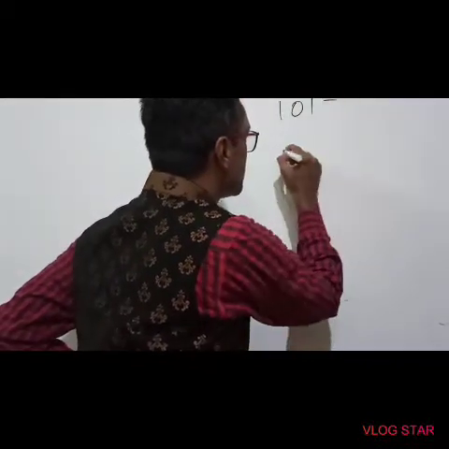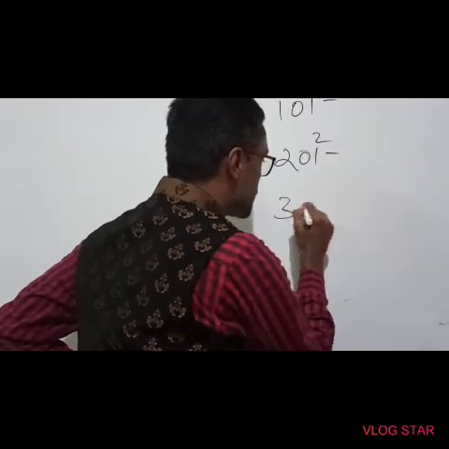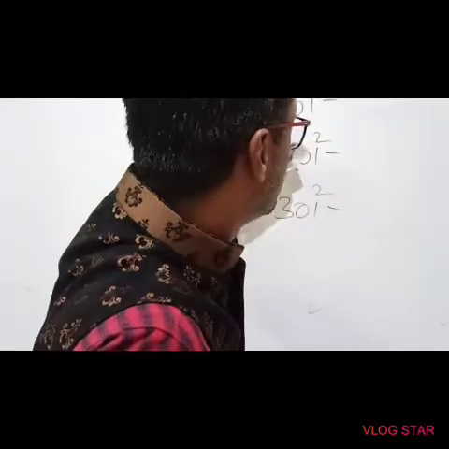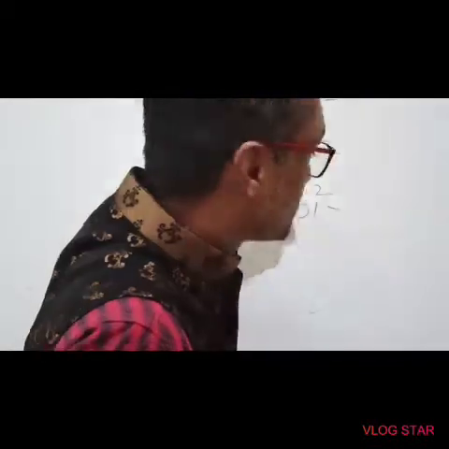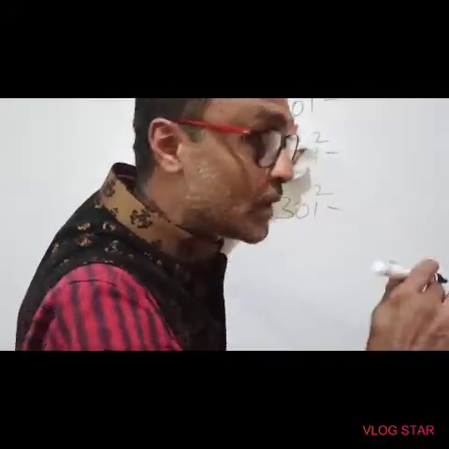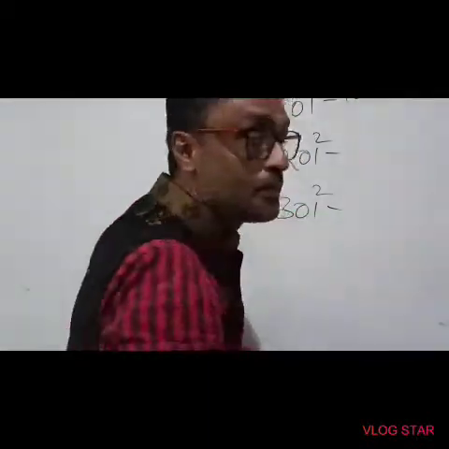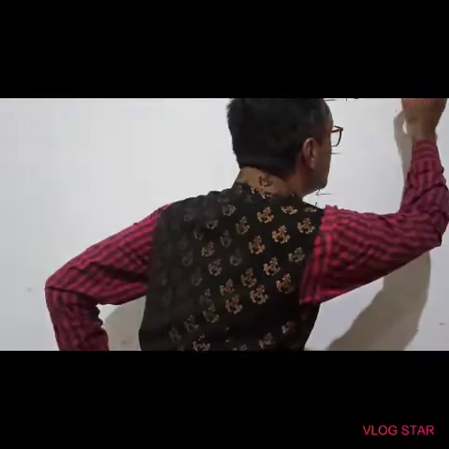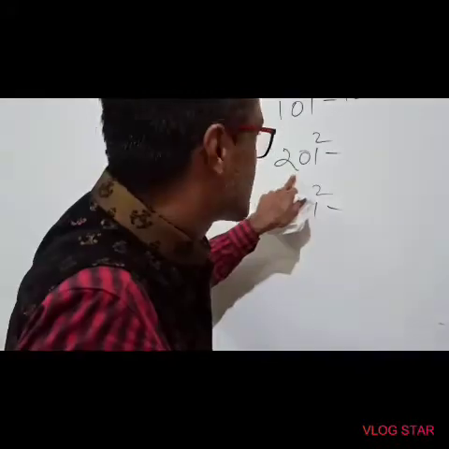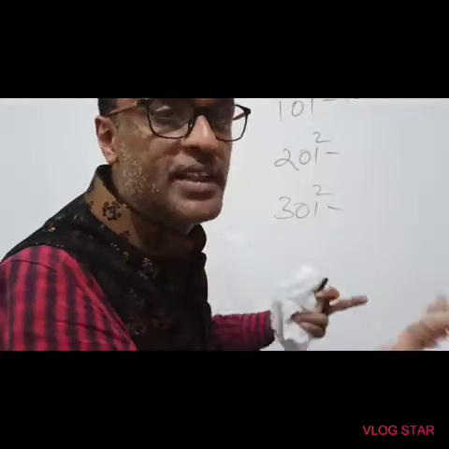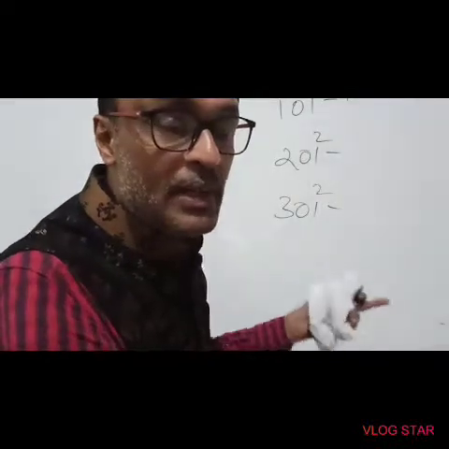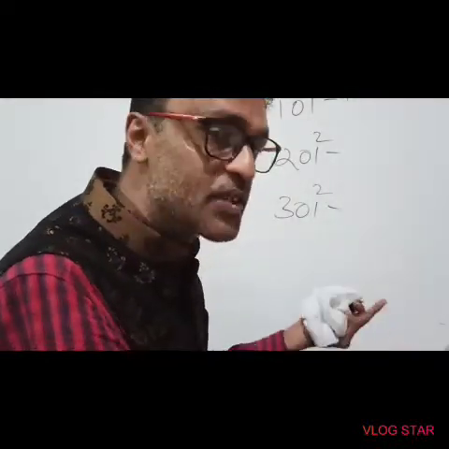101 square, 201 square, 301 square. You have already learned the technique for 101 square. Here the number is 1, here the number is 2, here the number is 3. What is the technique for this? 101 plus 1 is 102. 1 square is 1, so it is 0, 1. What do we do for this? The number is 2 here, so double the number first. If the number is 3, triple the number. If the number is 4, quadruple the number. That's all you have to do.